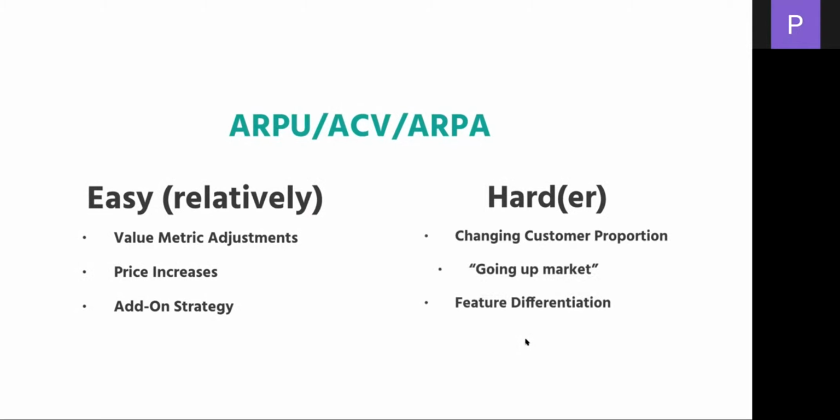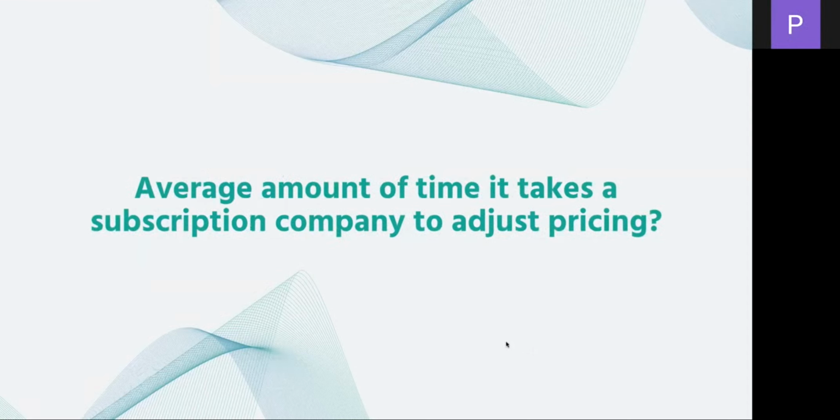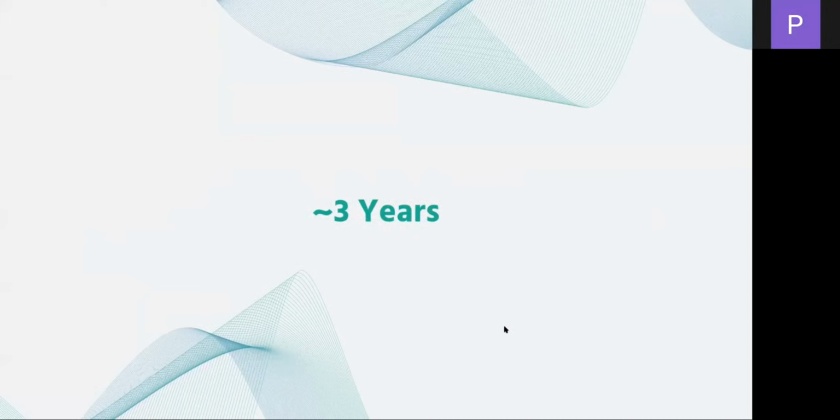And then, of course, there's a bunch of harder things, and these are not exhaustive, but going up market is actually harder today than it was 10 years ago, and so is feature differentiation, just because there's so many features out there. And so ARPU is the really, really big thing. And for the sake of time, the one data point I want to show you here is that it takes a lot of time, not because it's actually hard, but because people kind of get in their own way to actually adjust their pricing. It's actually about 3 years.